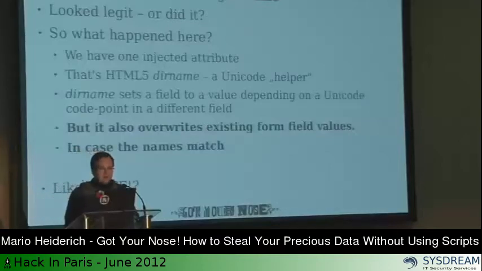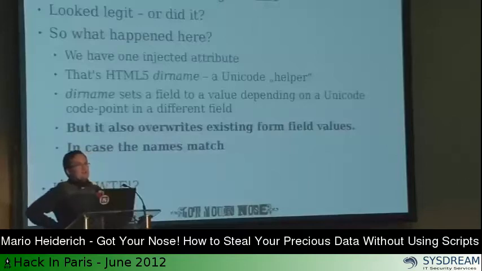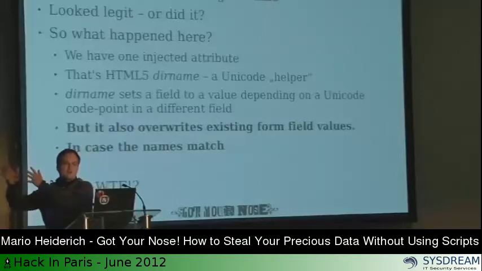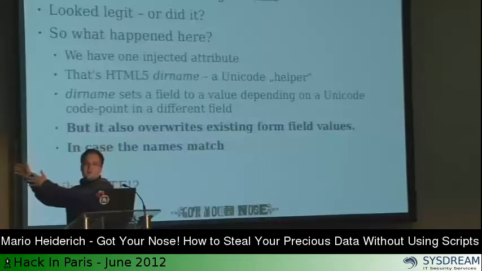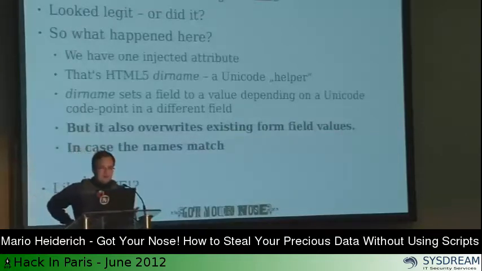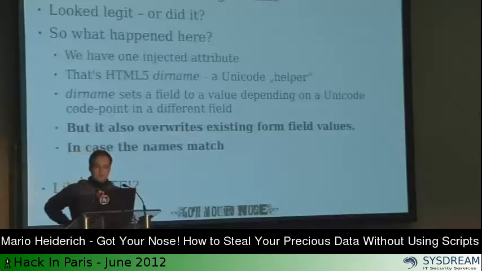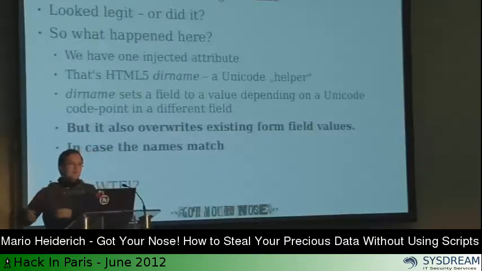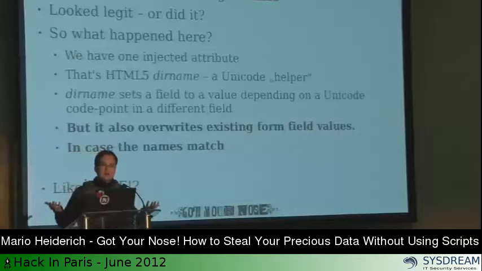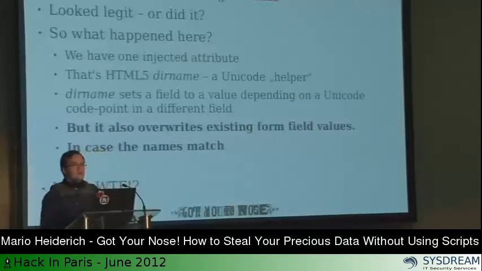And the less smart thing regarding Chrome and the creators of the specification is that existing values will be overwritten by dirname. So if you have a password field already, then dirname password will overwrite this value and just fill in LTR if it's left to right, or RTL if it's right to left. And this is quite nuts, because if you bring this into the context of a registration form, you cannot guess users' passwords, but you can overwrite users' passwords with just one injection. You just say dirname password, and then the user's password is overwritten with most likely LTR, and in some cases RTL. So you know the password because you overwrite it in the background.